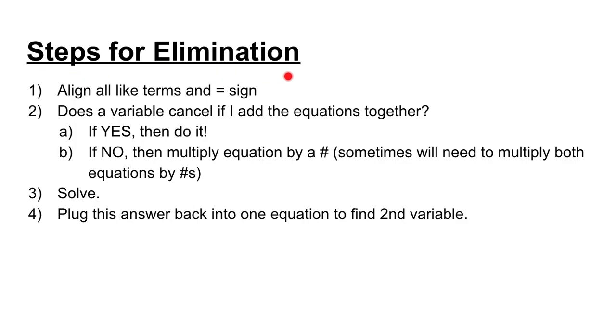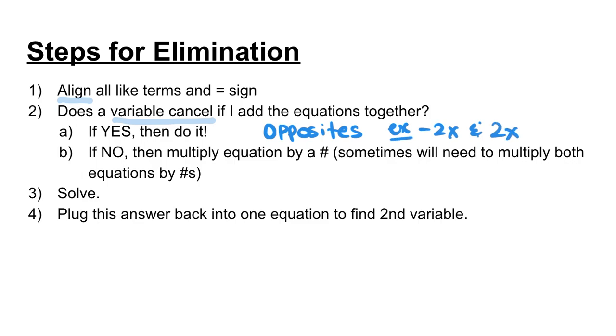Steps for elimination. You may want to come back to this list once you've gone through some problems and review it. But a quick look here is we first want to align all of the like terms and the equal sign. Does a variable cancel if I add the equations together? What that means is we're looking for opposites. And that would be something like negative 2x and 2x lined up, because if I add those together, I get 0.